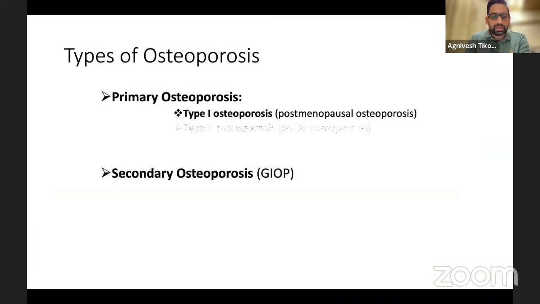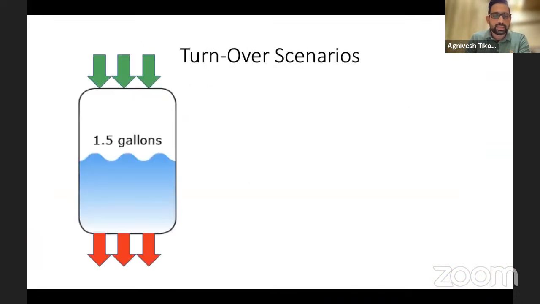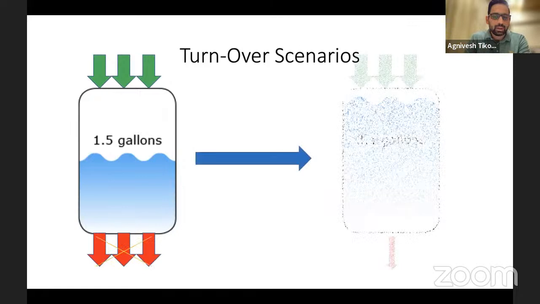So we discuss these osteoporosis. Let's look at the turnover scenarios. Let's have a look at a tank of water where there is a good flow in and good flow out. This is happening when you are young. So your bone formation is also good, and your bone loss is also at the same level. Your formation is higher than loss, so you build up the bone mass.